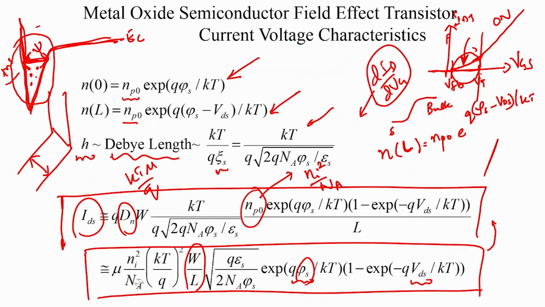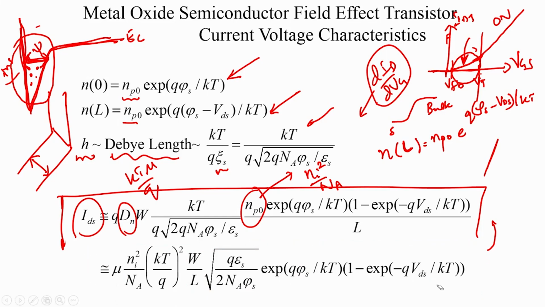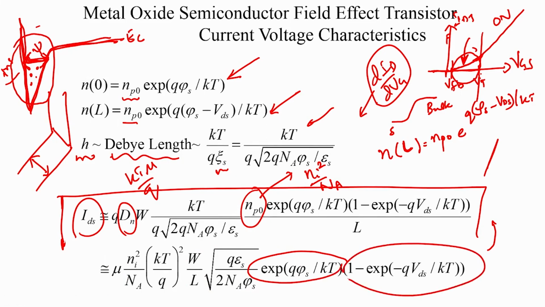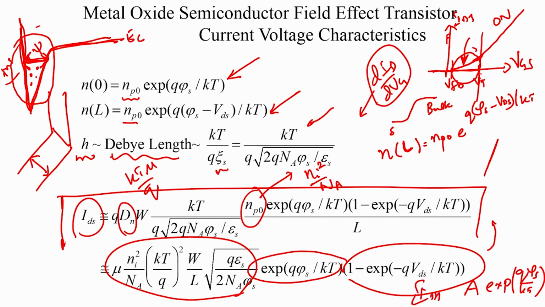Now, in order to get this derivative, let us go back to this relation. Here you have your dependence of IDS on phi s. This is the only dependence on phi s, everything else is independent of phi s. So, let us just say that all this is equal to some A times exponent of Q phi s by kT, that is your IDS.